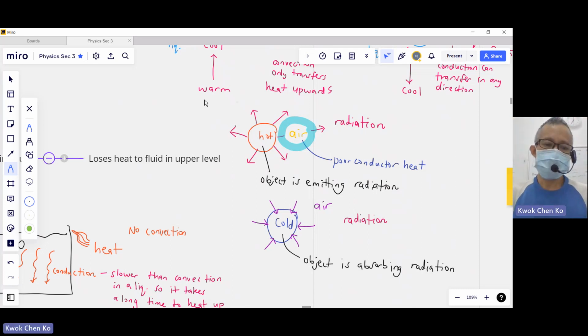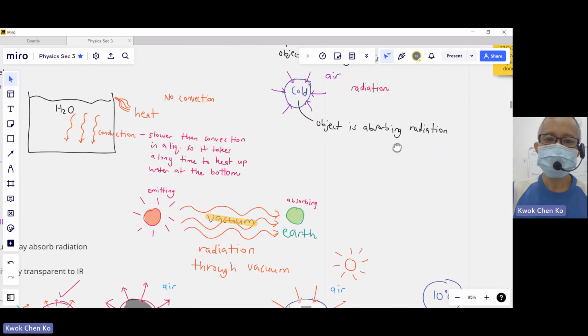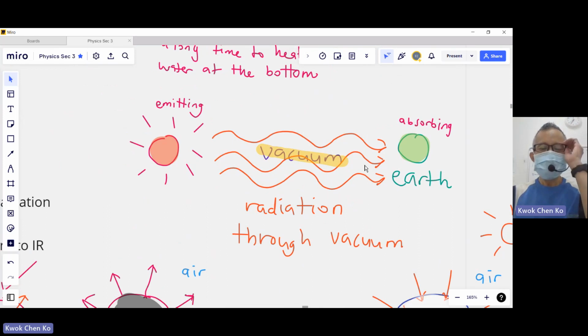And the next one, very standard. The key is if you ever see the word vacuum, there is only one possible mechanism. Radiation is the only answer. No conduction, zero conduction, zero convection.